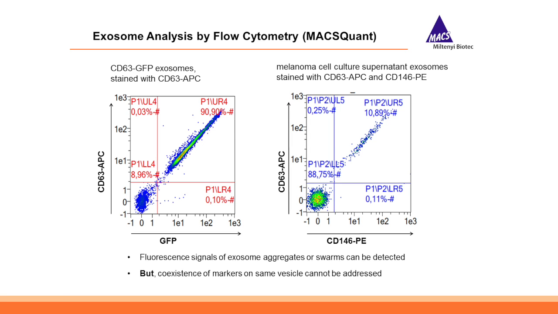However, as these are not single exosomes but aggregates or swarms, it's not possible to decide whether the two epitopes are present on a single exosome or whether there are two different exosomes aggregating together and giving the common signal. So you cannot address the question whether two markers coexist on the same vesicle. Therefore, you would need other methods, and we think that the multiplex bead assay could be one method to reveal such questions.